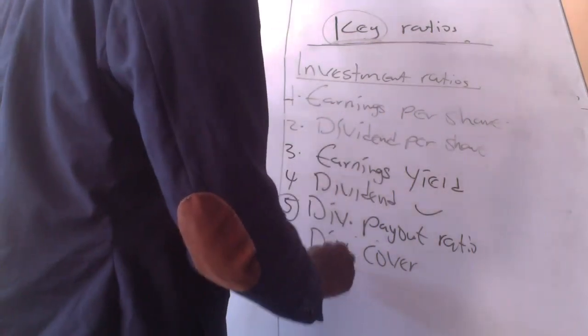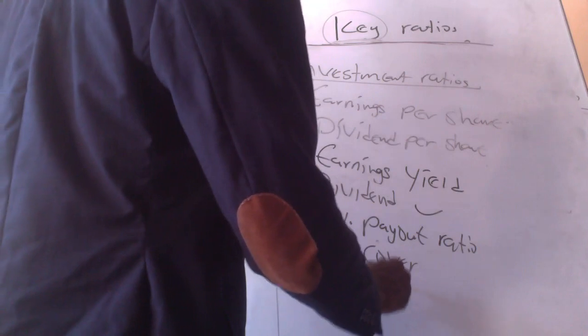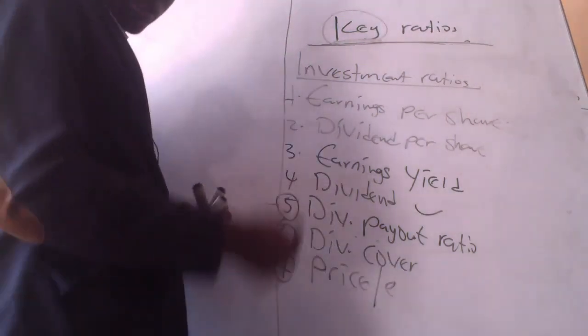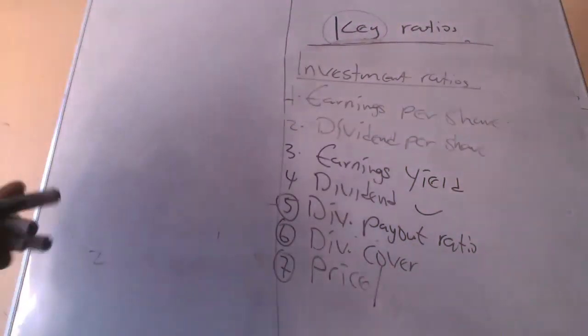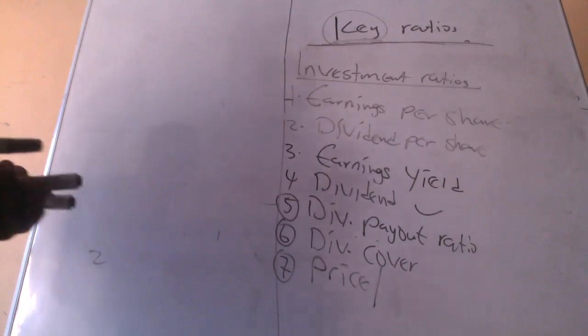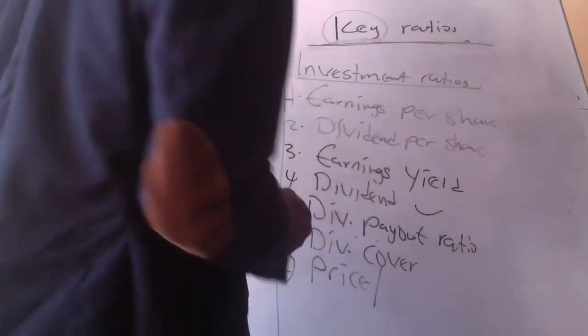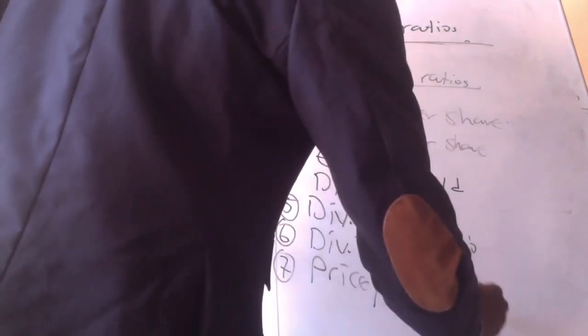Price earnings, like this, P/E. So PE ratio, not physical education ratio, no, not at all. It is the price earnings ratio.